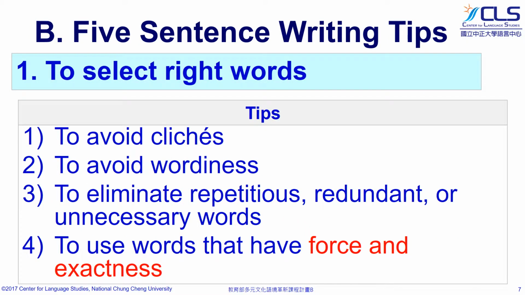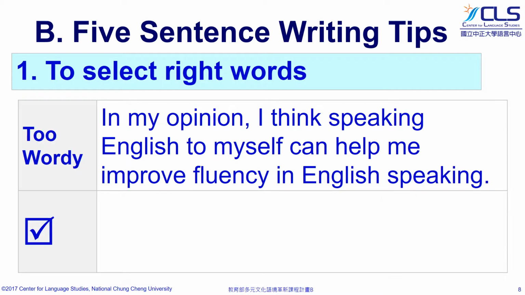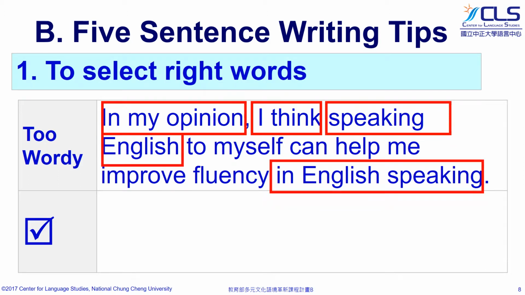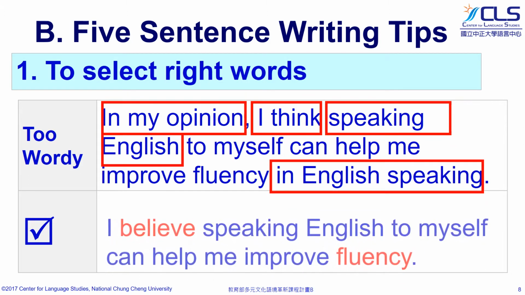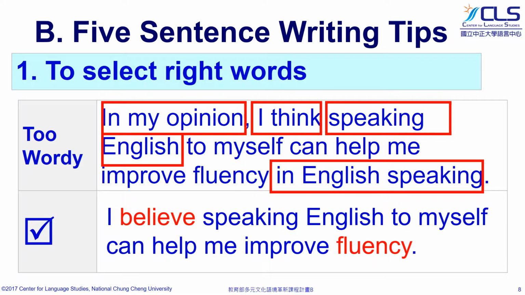So first, to select right words, we have to avoid clichés, wordiness, and eliminate repetitious, redundant, or unnecessary words. Instead, we can use words that have force and exactness. For example, the sentence is too wordy with repetitious words. These 2 sets of words can express similar meanings: in my opinion and I think; speaking English and in English speaking. So we can rewrite the sentence by using the forceful word, the verb believe, and eliminate the redundant words, in my opinion, and in English speaking.